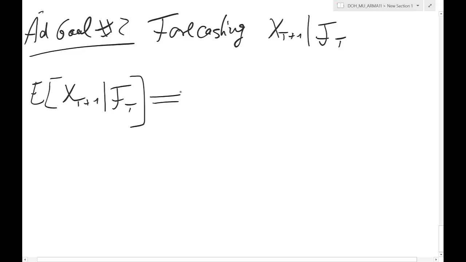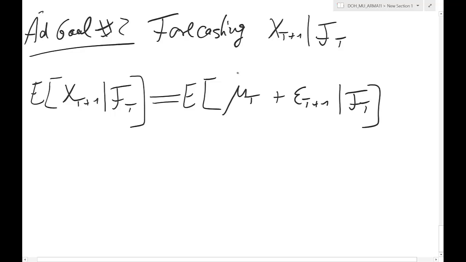Now what that is, we just use our standard notation. That is nothing else than X_{T+1}, which is mu_T plus epsilon_{T+1}, and now we condition on F_T. Keep in mind, as I explained in the lecture, that mu_T is measurable as of F_T. Here you see why it's advantageous, because we conditioned on F_T: that is a constant as of F_T. Epsilon_{T+1} is white noise, so the expectation is 0, and therefore that is just mu_T.